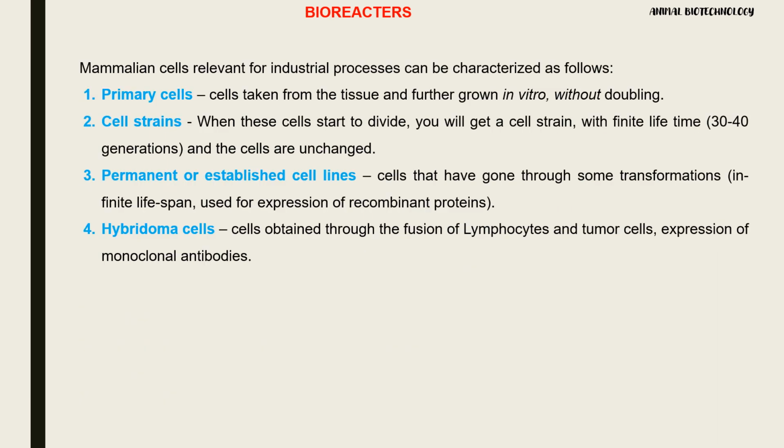The mammalian cells used in bioprocess could be primary cell line, cell strains, permanent cell lines, and hybridoma cells.